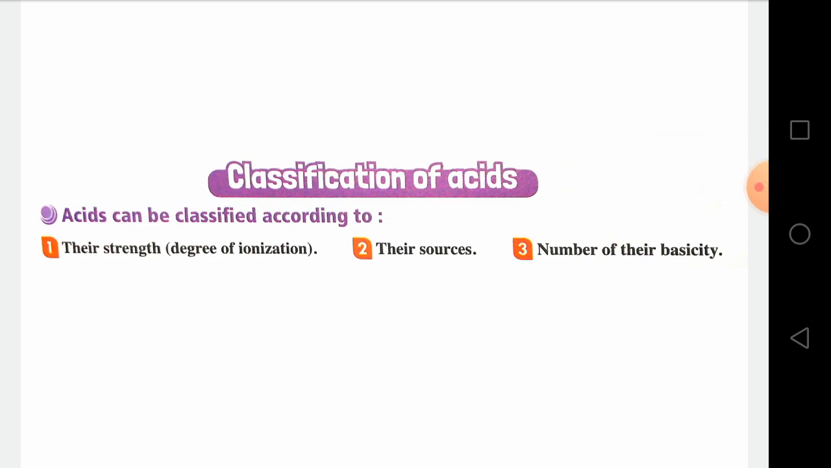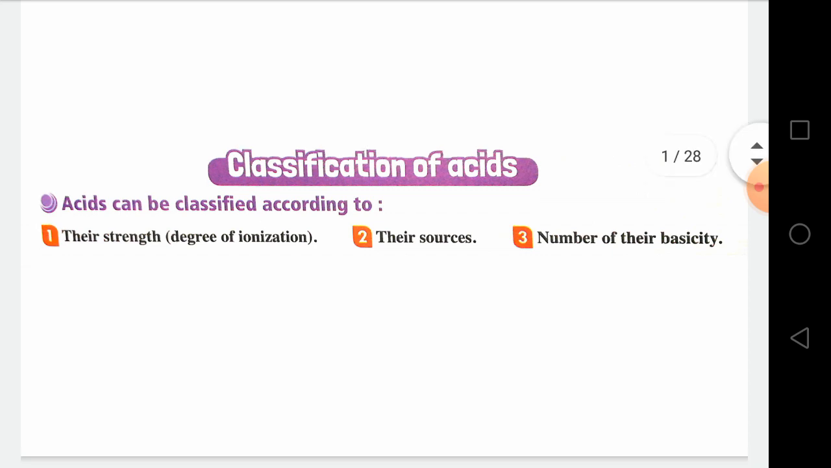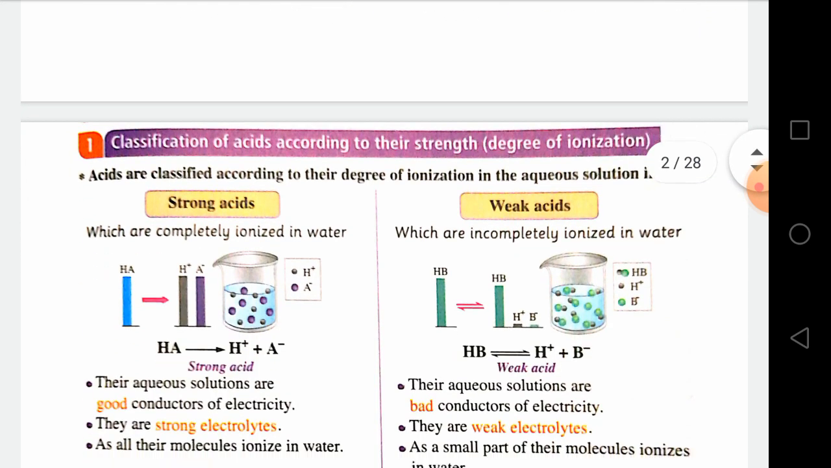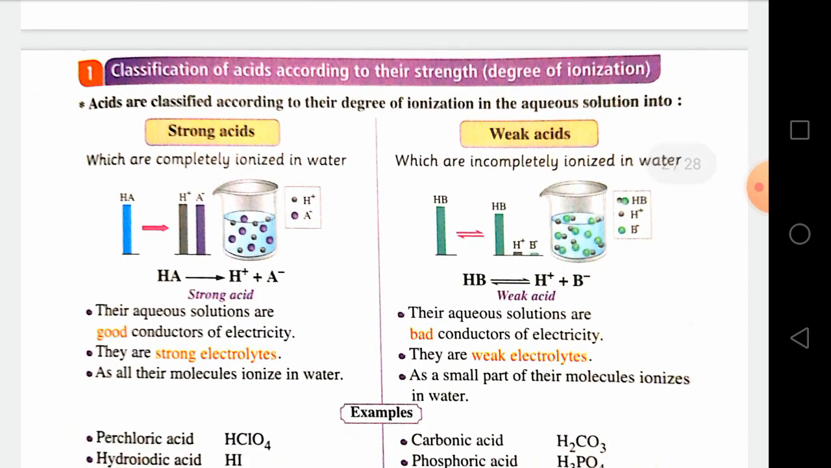Acids can be classified according to three bases. Maybe on the base of their strength or the degree of ionization, maybe classified according to their source, or classified according to the number of their basicity. Firstly, according to their strength or degree of ionization, the acids are classified into strong acids and weak acids.